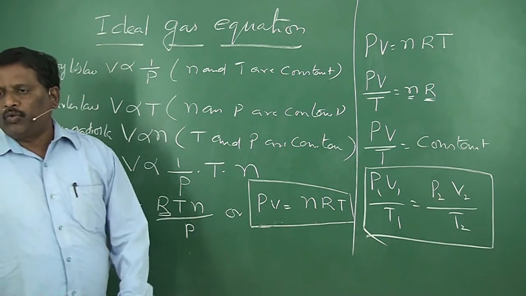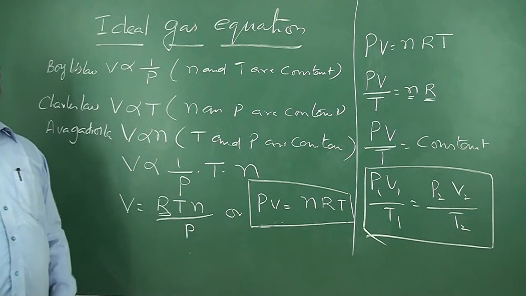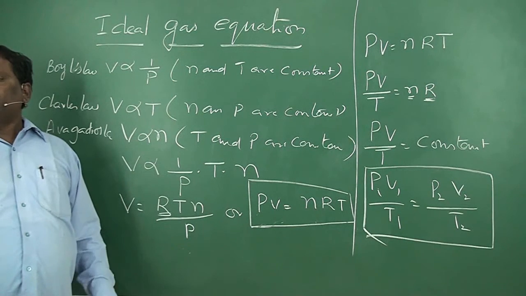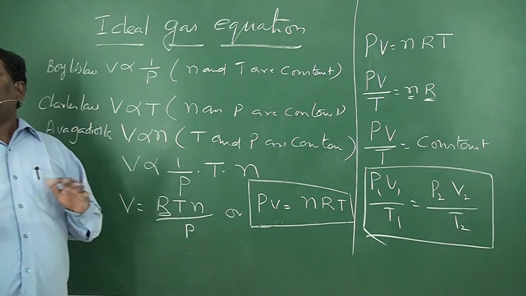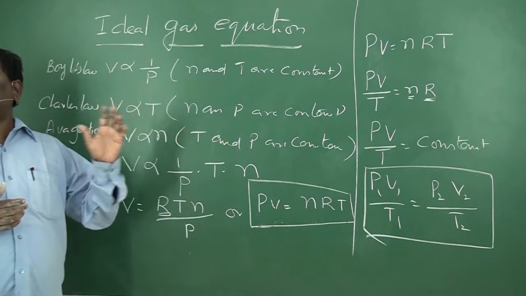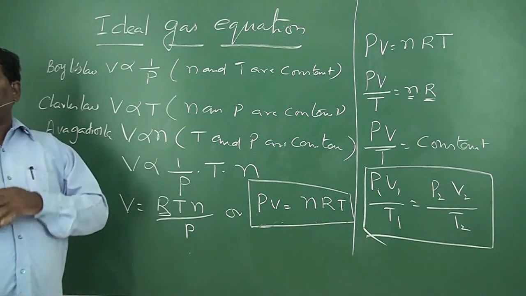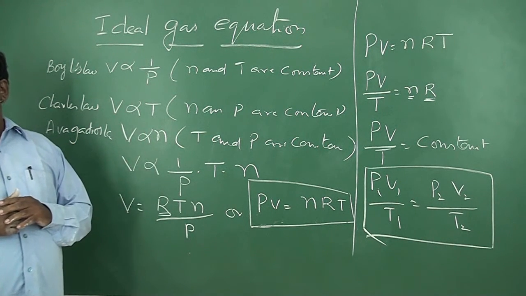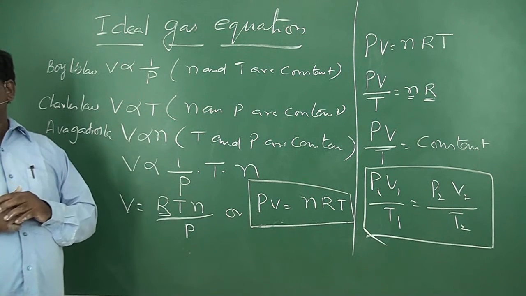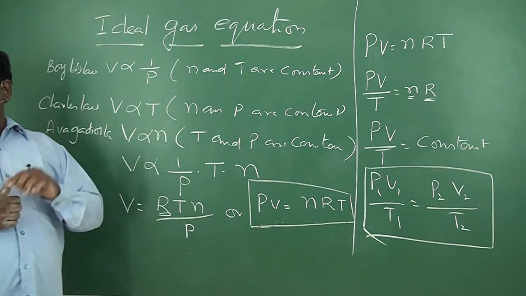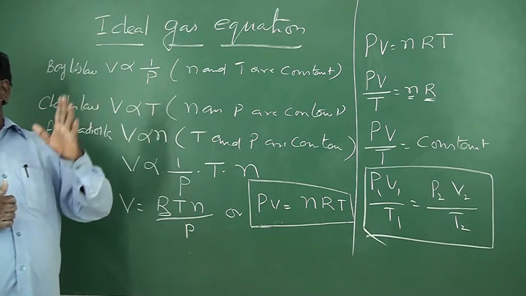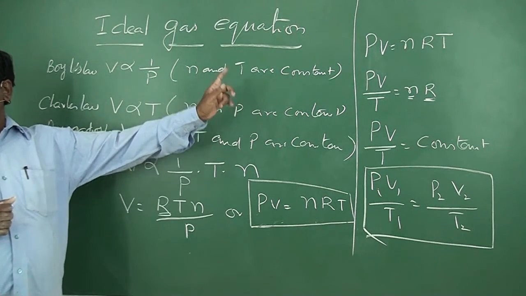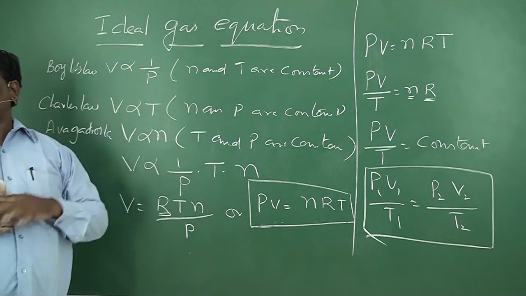So, ideal gas equation. This is an equation which is derived by combining all the three laws, namely Boyle's law, Charles' law, and Avogadro's law. According to Boyle's law, at constant temperature, the volume of a given mass of gas is inversely proportional to its pressure. That is, V is directly proportional to 1 by P, where small n and capital T are constant.